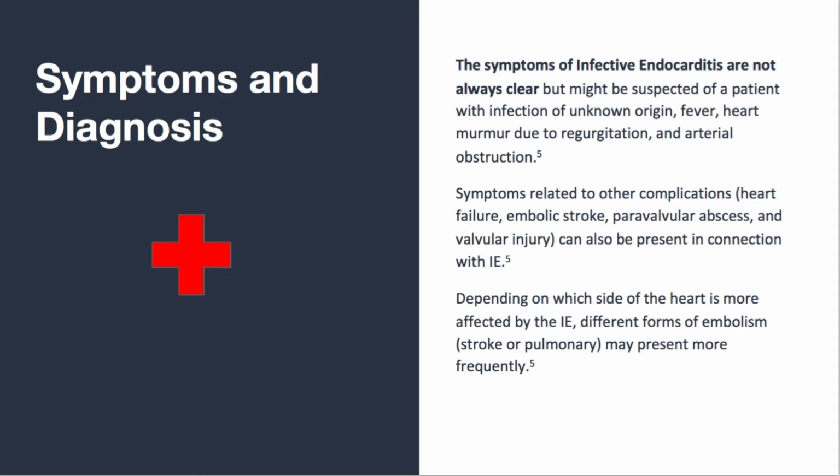Symptoms of infective endocarditis are not always clear or straightforward, but it might be suspected in a patient with infection of an unknown origin, fever, heart murmur due to regurgitation and arterial obstruction, or potentially from complications such as heart failure. Embolic stroke, paravalvular abscess, and valvular injury could be there as well. And depending on which side of the heart is more affected, different forms of embolism could be present also.